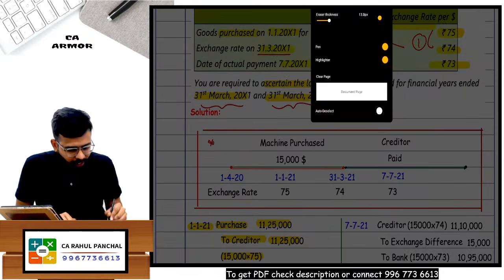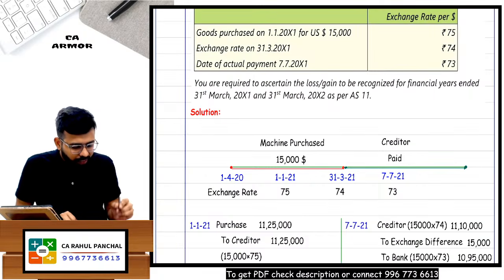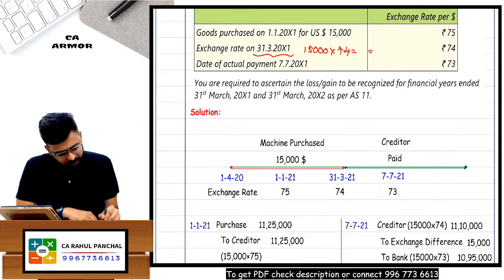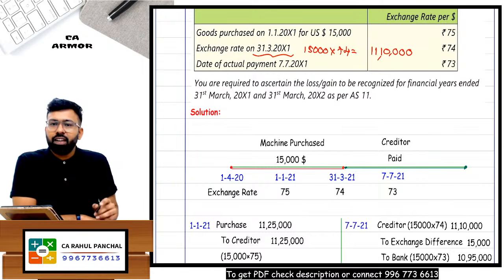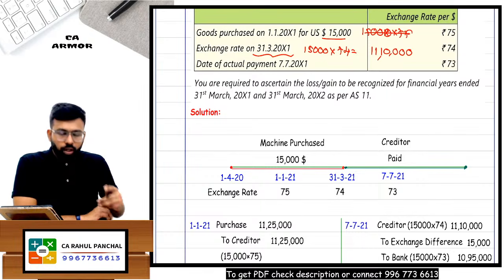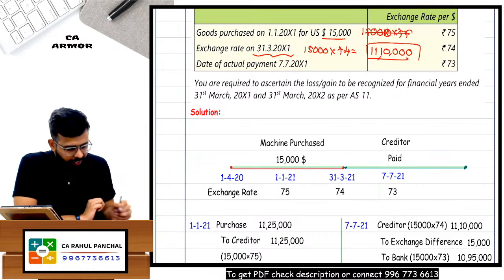One more thing I wanted to know. On this date, creditors are recorded at what price? Creditors are recorded at 74 rupees, which is 11,10,000. On the very first day it was recorded at 11,25,000, but we have reduced it by 1 rupee per dollar. So now this is the value which is appearing as a creditor.